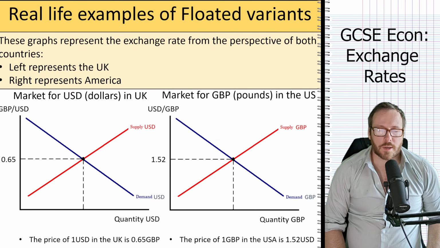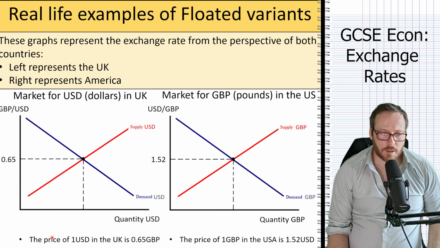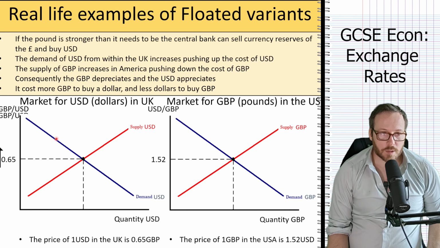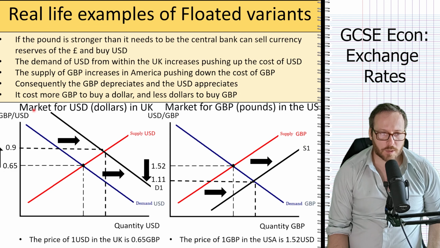Let's just quickly do a real life example of this because it is a bit complicated. We can see here that we're inside the UK, okay, and the UK wants to buy more American dollars. So what we're going to show is the demand of USD increasing inside the UK, all right? So that's what's happened here on this graph. Now we know the cost of dollars has gone up in the UK, meaning that the pound has depreciated against the dollar because the dollar is more expensive.